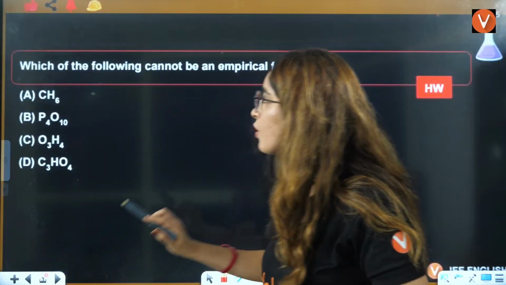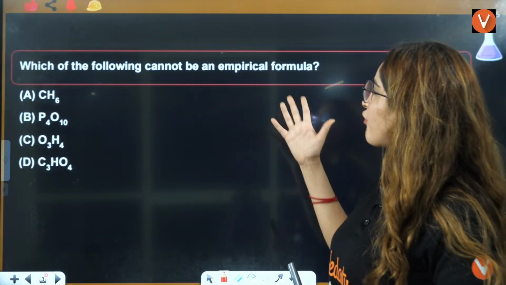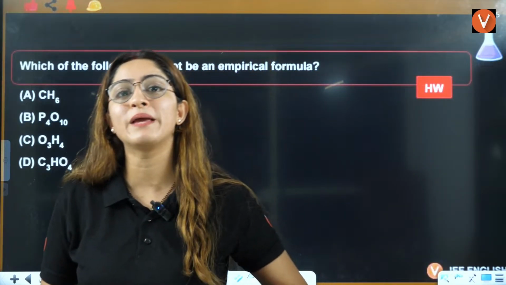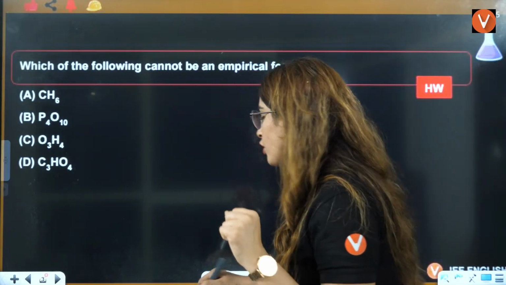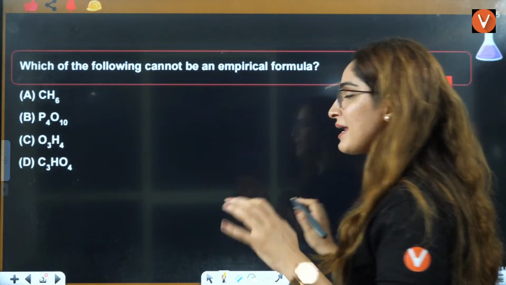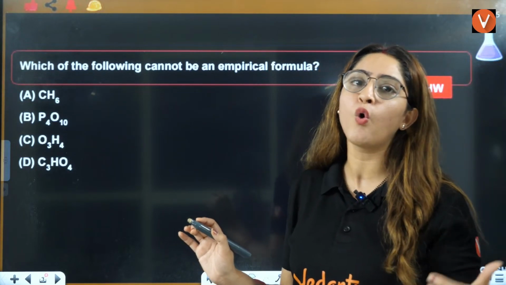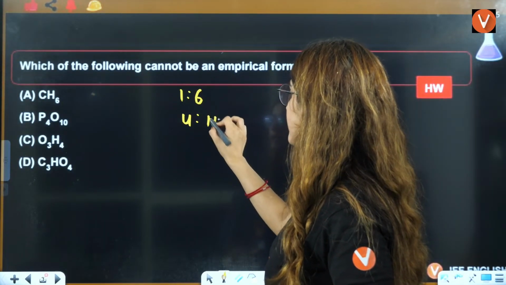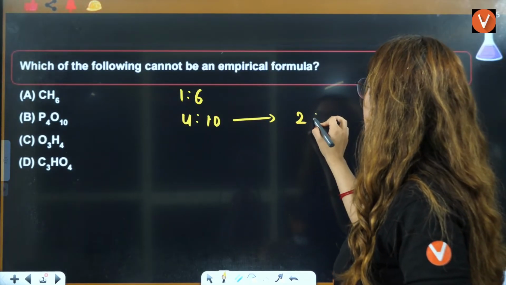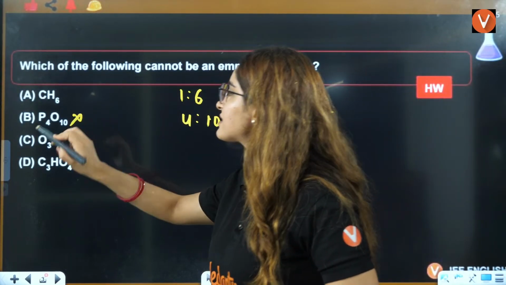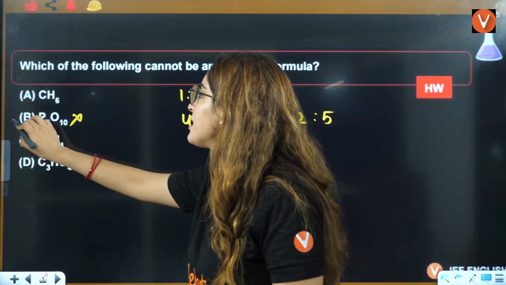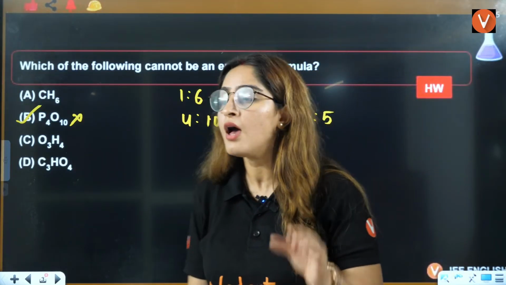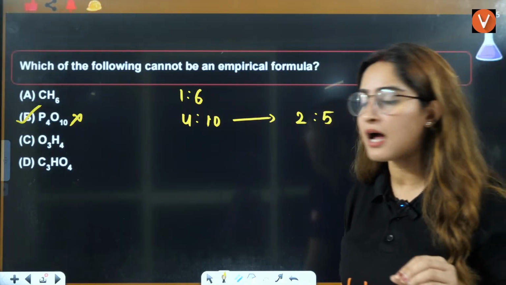Now let us see what was the homework. Which of the following cannot be an empirical formula? Empirical formula must be in simple whole number ratio. So this is 1:6. This is 4:10, which can further be converted to 2:5. So definitely this cannot be the empirical formula, because it is further divisible by 2. It is not in the simplest whole number ratio. So B is the correct answer here.